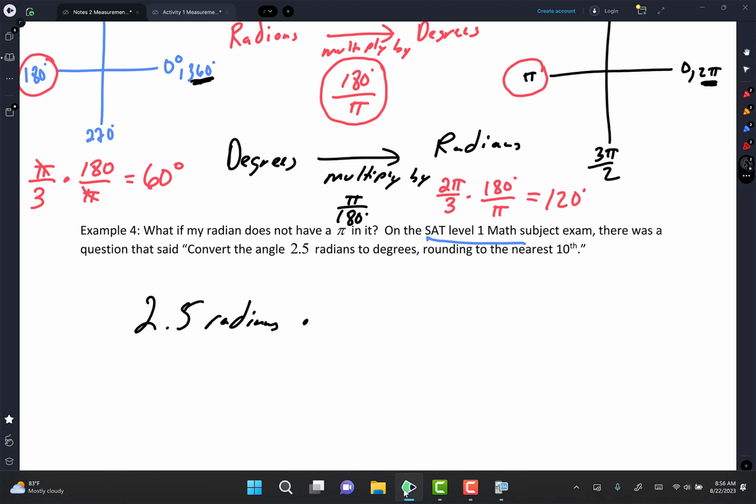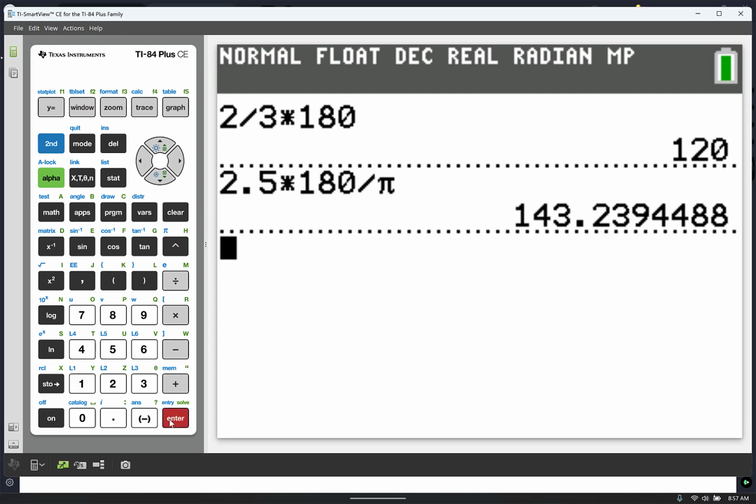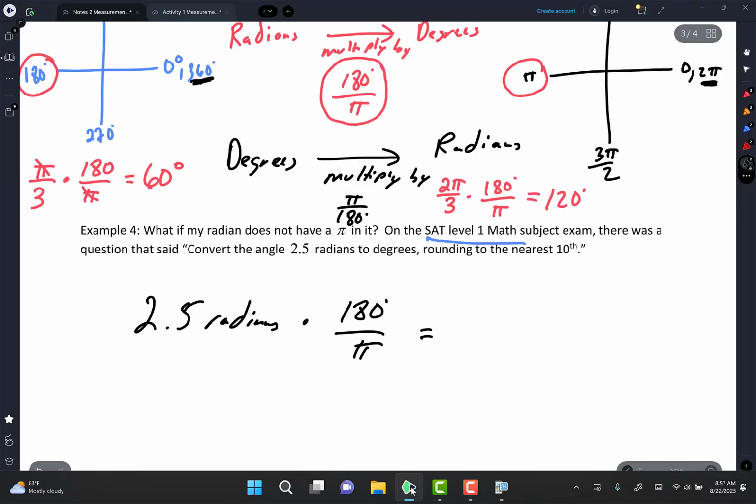I'm going to multiply this by, let's see, what am I turning it into? A degree? So I'm going to go 180 over pi. And this time I am going to include the pi. So 2.5 times 180 over pi. And I get 143.239 degrees.